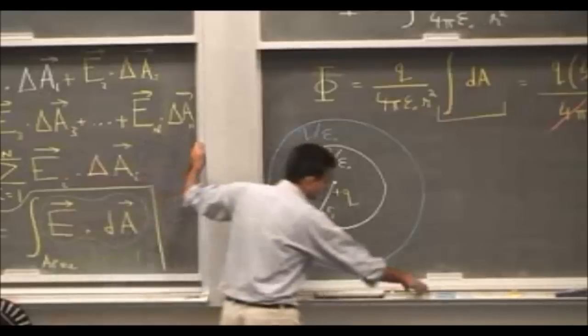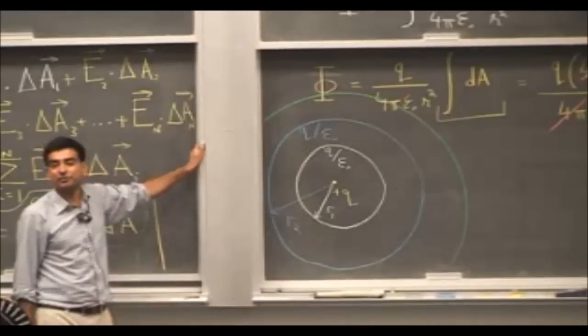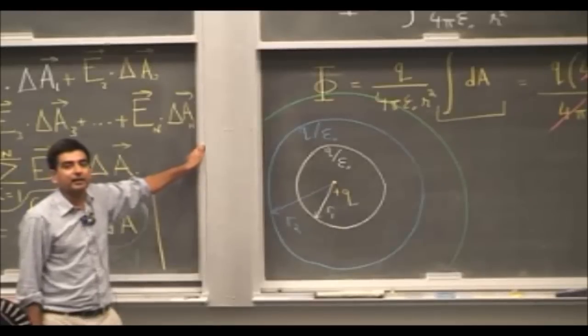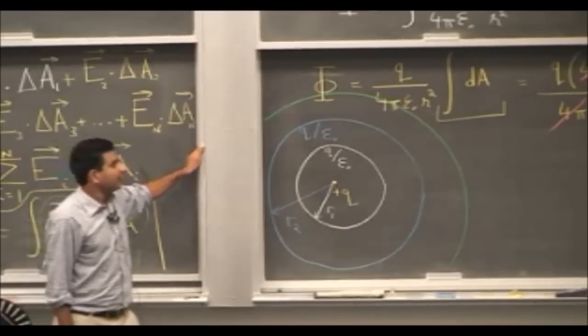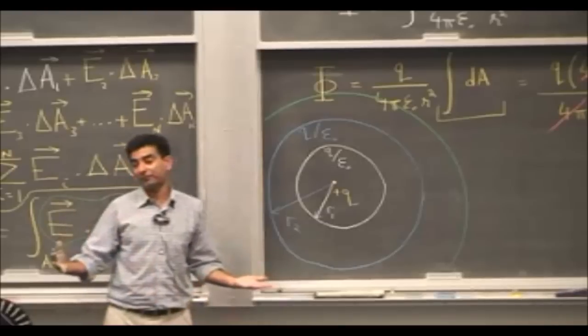Let me draw another sphere. The flux through this surface is also going to be Q over epsilon naught. Now, why is the flux independent of how far you are from the point charge?